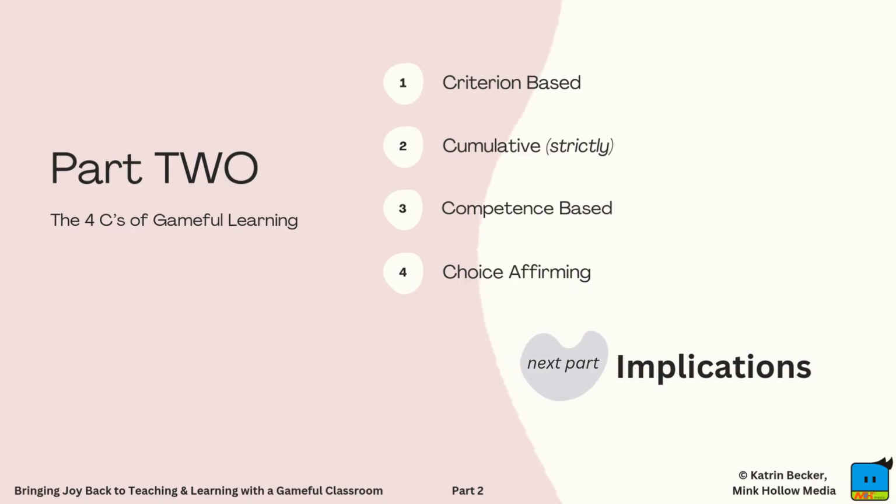And here they are. The first one is criterion-based. The second one is cumulative, and I mean strictly cumulative. The third one is competence-based, and the fourth one is choice-affirming. I will get into each one of those in more detail, and I will explain what I mean by each of them.